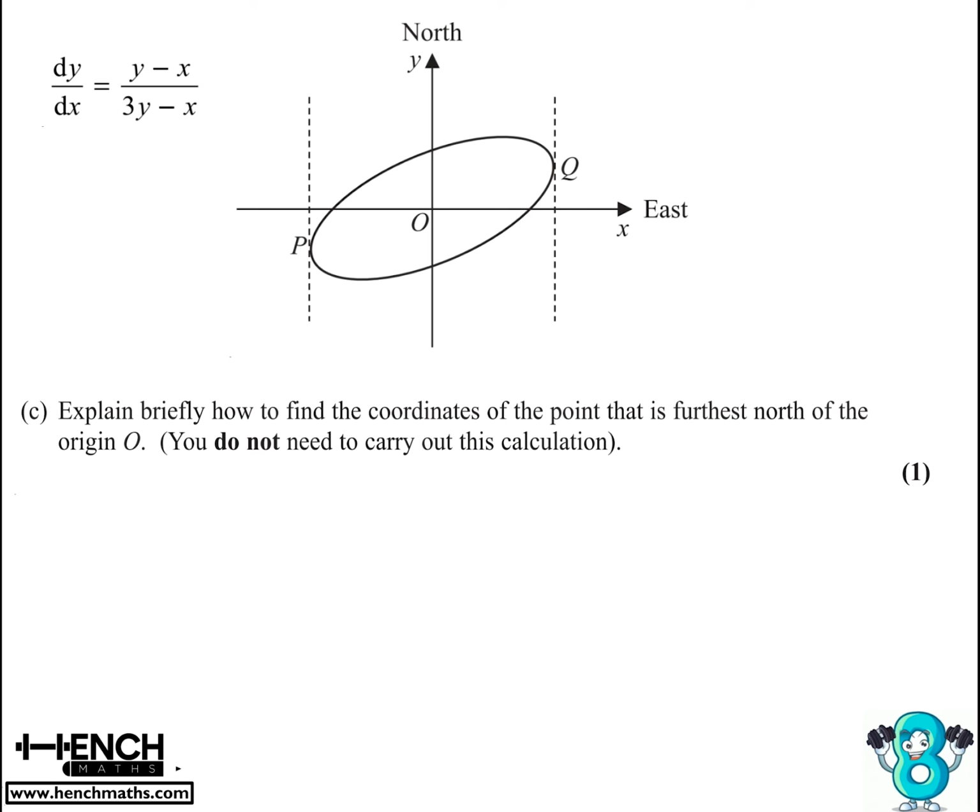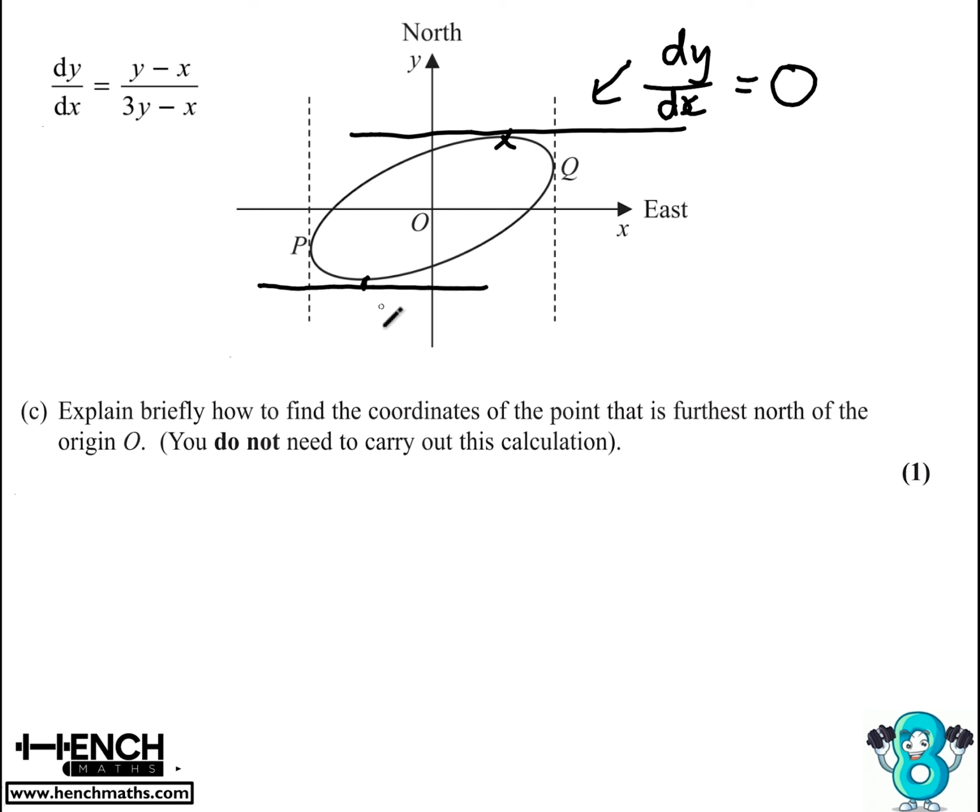In part C, we need to explain briefly how to find the coordinates of the point that's furthest north of the origin, but we don't actually need to calculate it. So the point that's furthest north will be up here, and that's a bit like a maximum point. So the key thing here is that dy by dx, the gradient, would be 0. There's also this other point down here which would also have dy by dx at 0, so the point furthest south. So what would we do? So let's explain briefly.